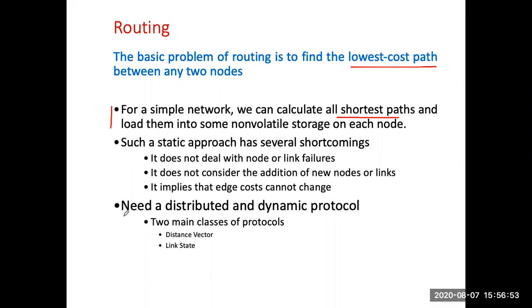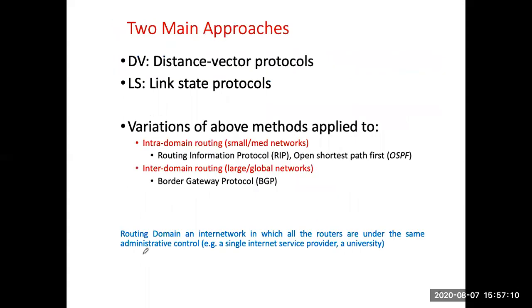But in case we have a large network, or we are talking about the internet, then we need distributed and dynamic protocols. There are two main classes of protocols, that is distance vector and link state protocols. We will discuss both types of protocols. First we will discuss the distance vector protocols.